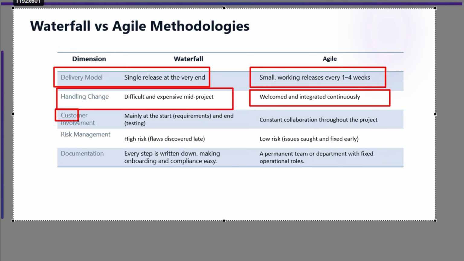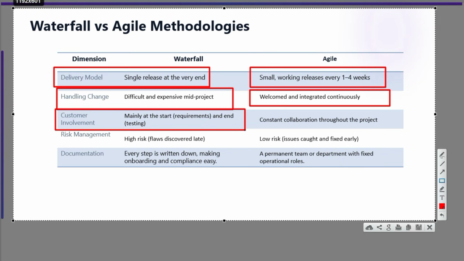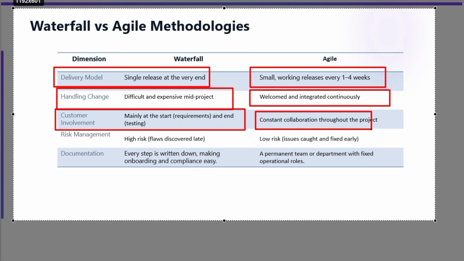In terms of customer involvement, in Waterfall, your customer is actually involved at the end of the project when the whole project is delivered. But in Agile, it is delivered frequently. So after each sprint you are going to get a review and feedback, and based on that you can really improve the performance of your project.